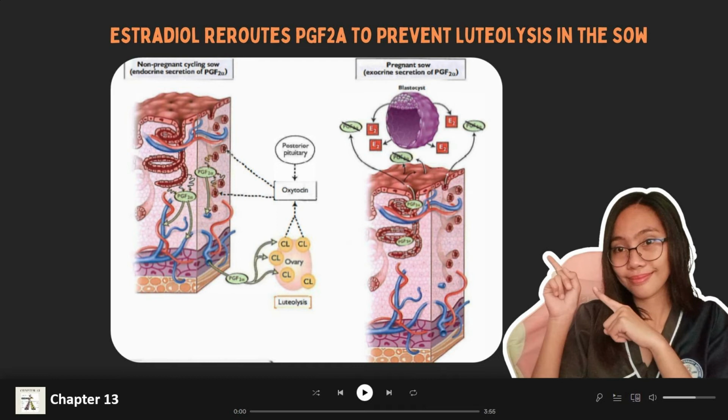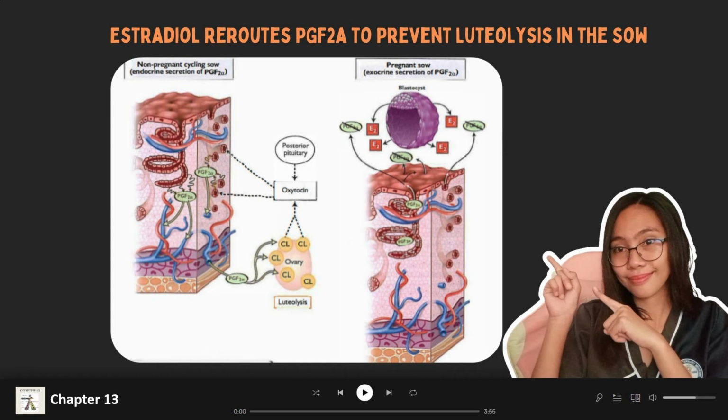So in the sow, two major differences exist in maternal recognition of pregnancy compared to the ewe and cow. First, the conceptus of the pig produces estradiol that serves as the signal for maternal recognition of pregnancy. Second, PGF2 alpha is produced in significant quantities but is rerouted into the uterine lumen. The conceptus begins to produce estradiol between days 11 and 12 after ovulation.